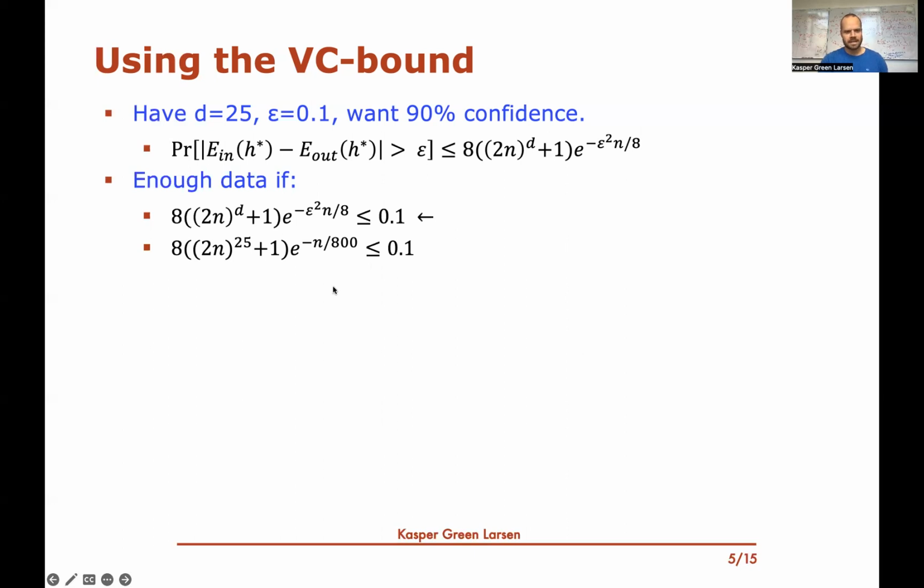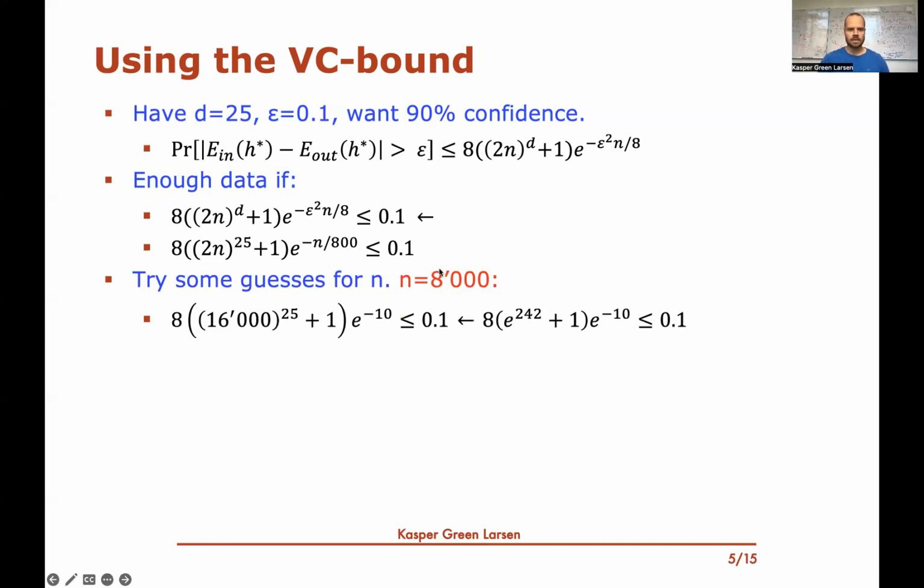Okay, so this expression here is not really one that is easy to get a closed form solution to. So what we can do is try some guesses for n and see if we can get a good estimate. Maybe we can start with a wild guess of 8,000 training examples. If we plug in 8,000 in place of n, the 2n term becomes 16,000 raised to the 25. The expression with e to the minus n over 800 becomes e to the minus 10. And we want all of this to be less than 0.1.